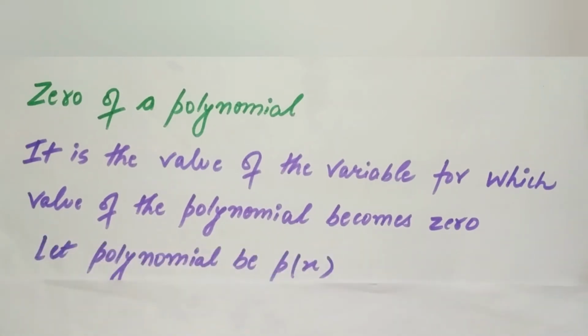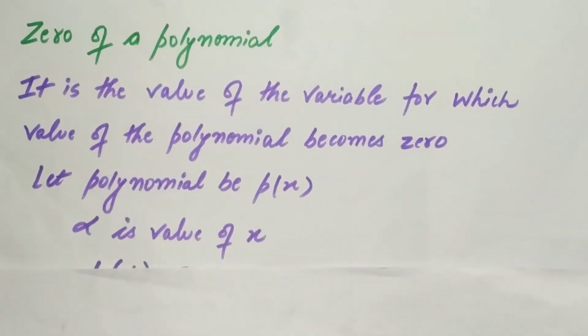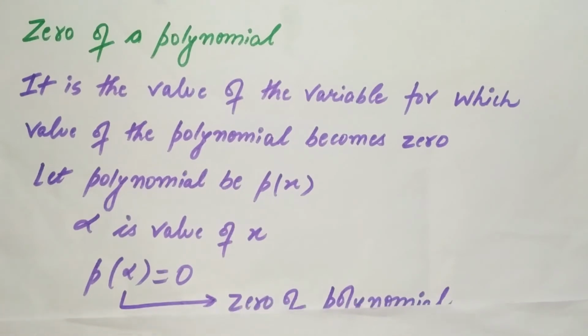Let polynomial be p(x), and p(x) can be any polynomial, linear, quadratic, biquadratic or cubic. Now alpha is value of x. Alpha could be any value, it's a variable of x. Now if p(alpha) is equal to 0, then alpha is zero of polynomial.